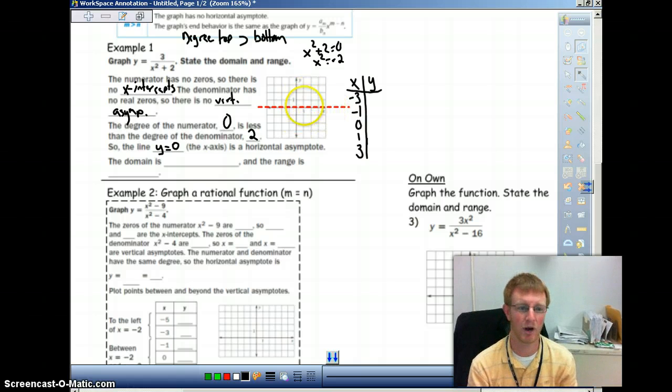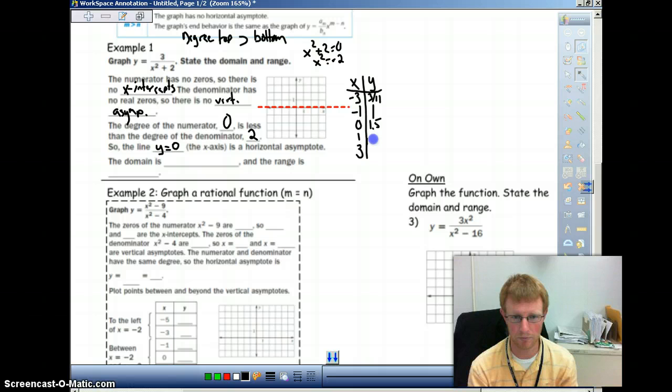And here's what I got when I plugged these in. Again, I'm just plugging them into here. Okay? So here's what I got. Just to save time, I got 3 over 11. I got -1, comma 1. I got 0, comma 1.5.